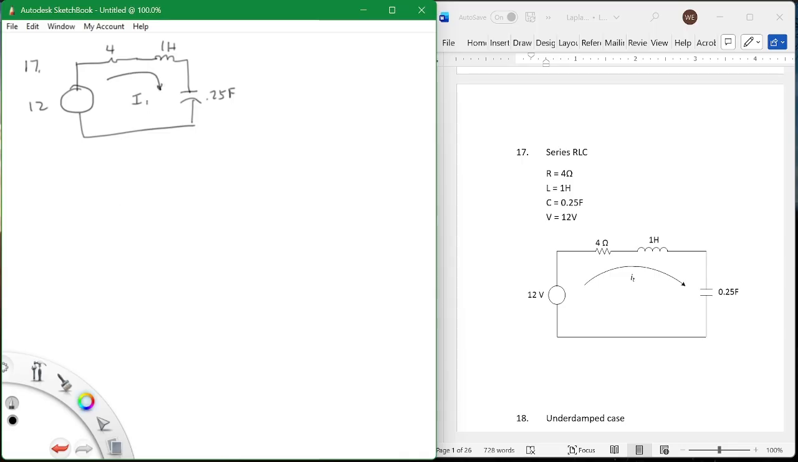Okay, so I want I1. So I do this in red. So this would be 12 over S. This would be 4. This would be what? 1S. This would be what? 4 over S. Now, are there any initial conditions? The answer is no. So basically, I is equal to what?